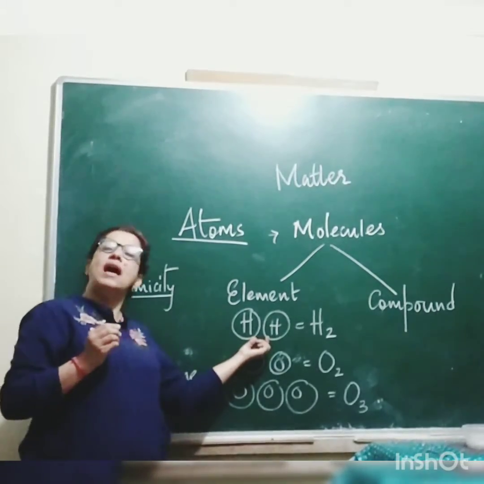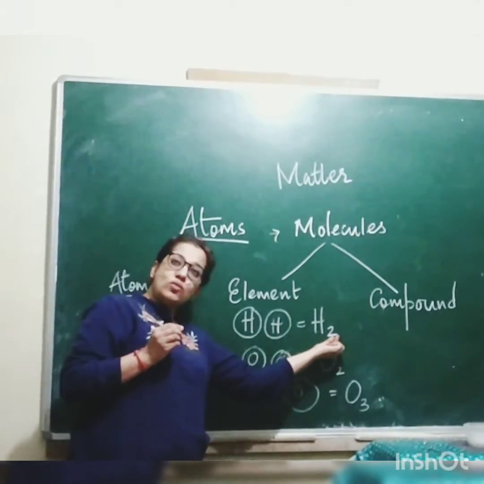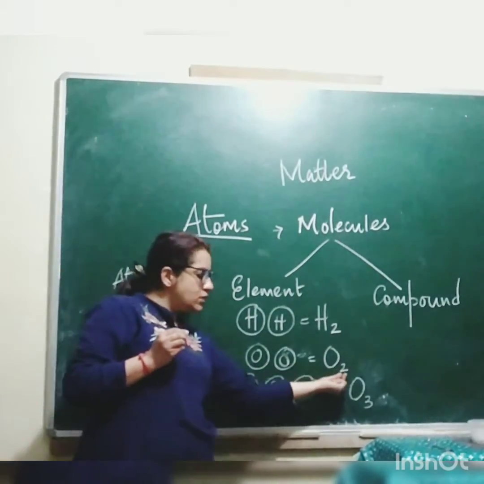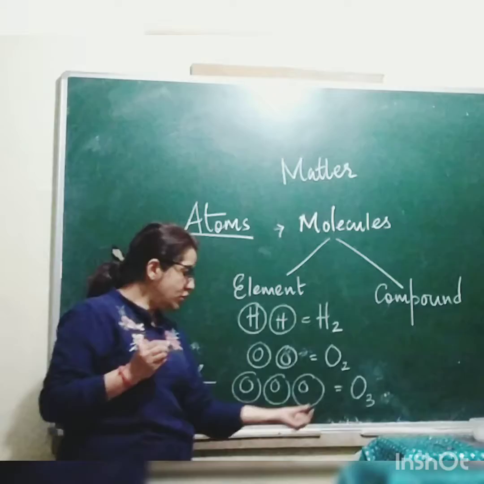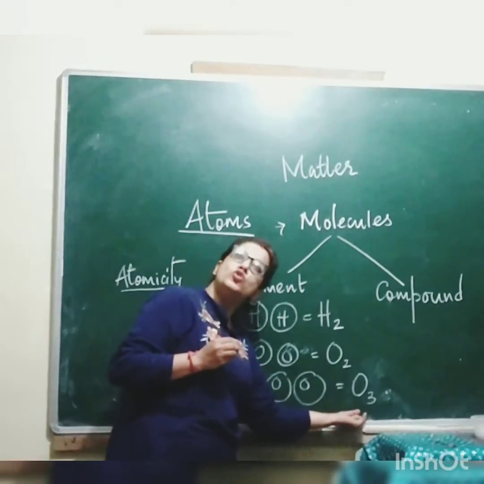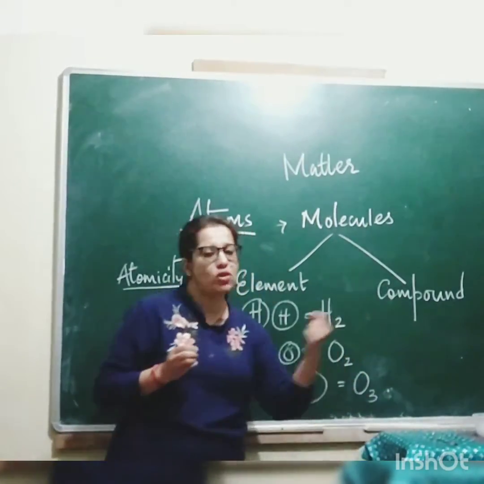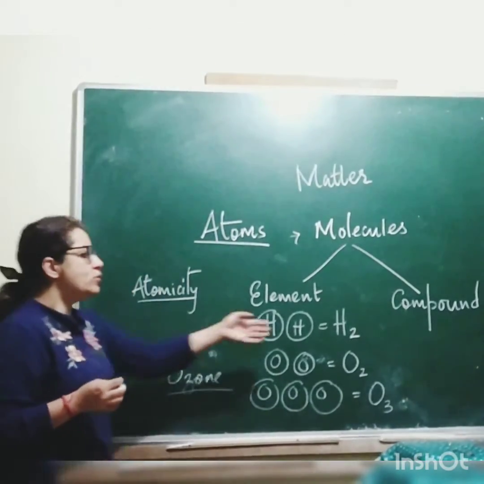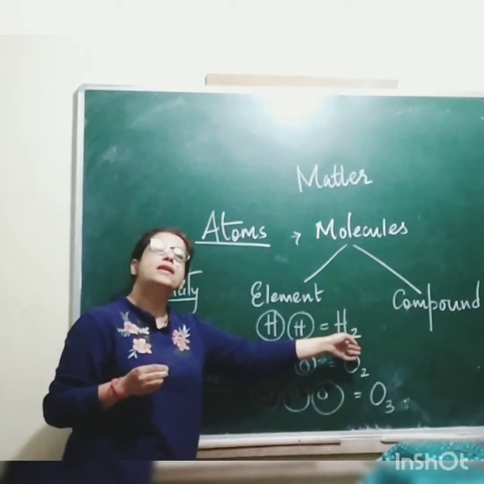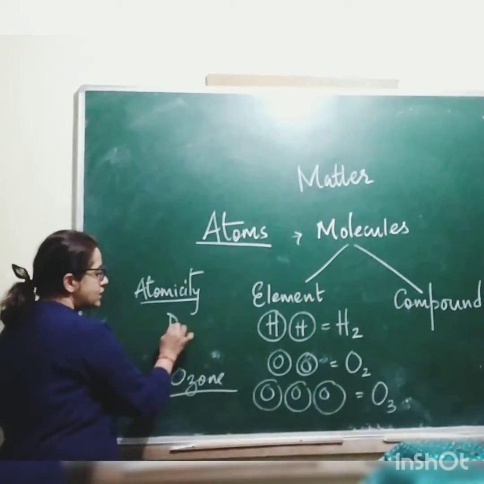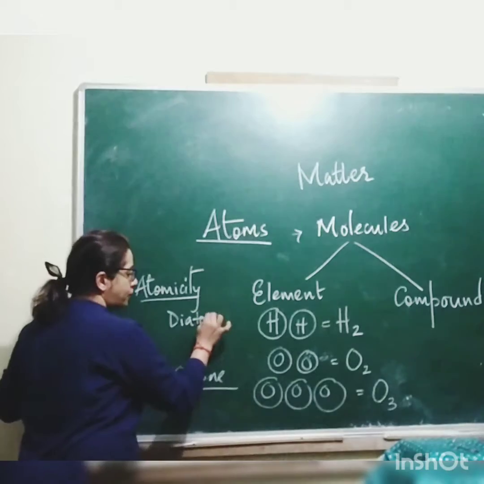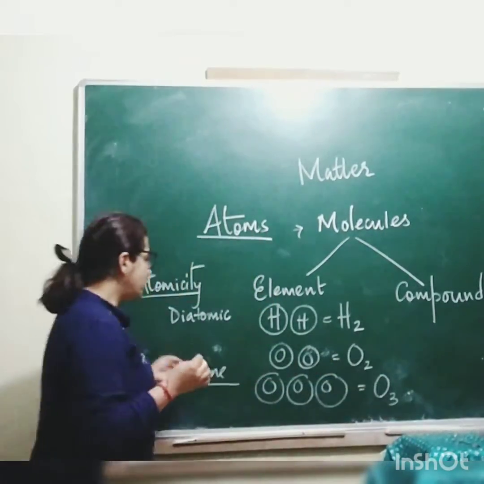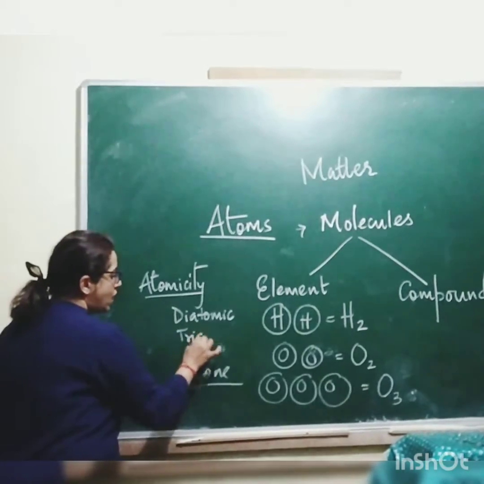For example, hydrogen consists of 2 atoms of hydrogen. Molecule of oxygen consists of 2 atoms of oxygen. Molecule of ozone consists of 3 atoms of oxygen, and this is known as atomicity. So if there are 2 atoms in a molecule, we call it diatomic. If there are 3 atoms in a molecule, we call it triatomic.